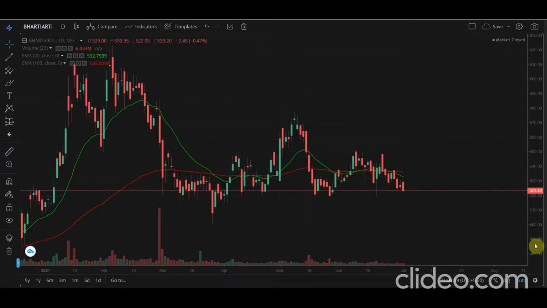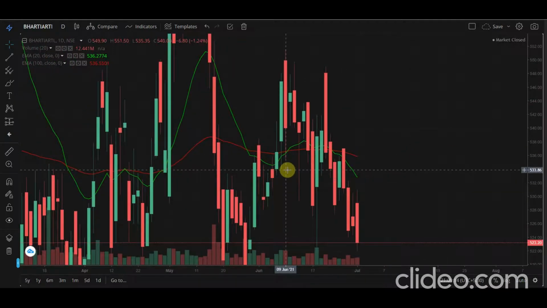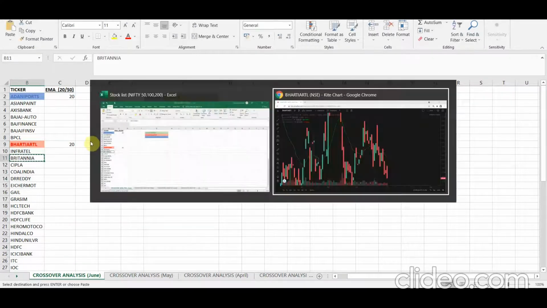Okay, so there has been a crossover. Let me just zoom in a little bit. There was a bullish crossover on 9th of June, sorry, on 10th of June, and again there was a bearish crossover on 23rd or 24th of June. So there has been a bearish crossover very recently around the end of the month. So I'll mark this particular stock as red. All right, sorry. Next is Britannia.